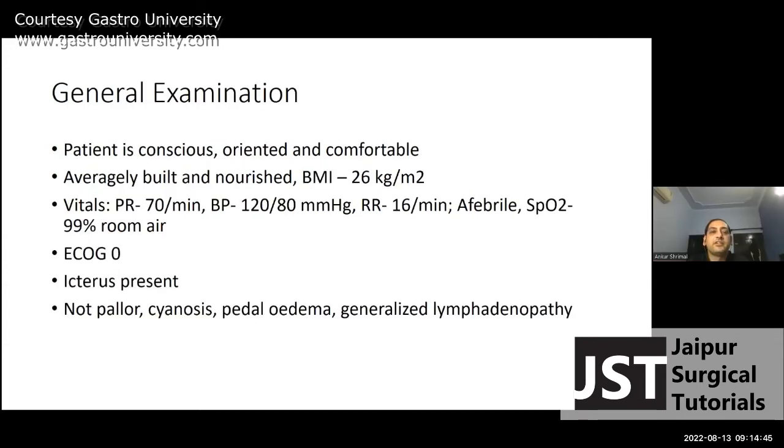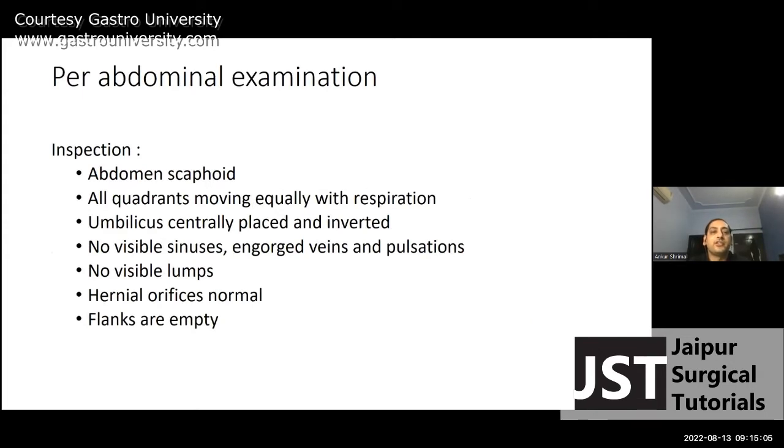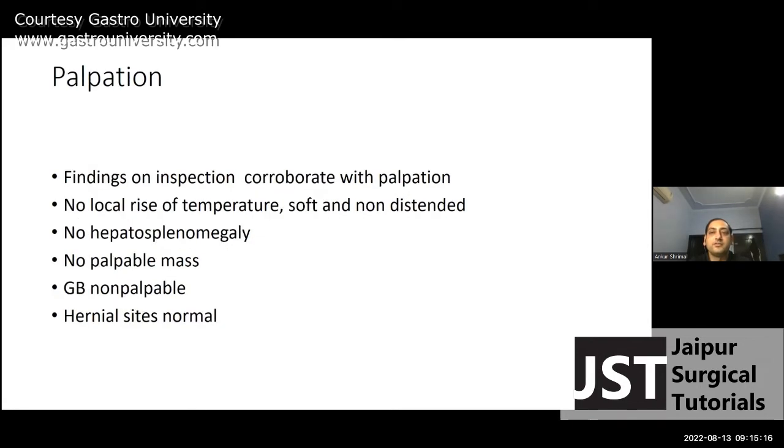So general examination, patient is conscious, oriented, comfortable, averagely built and nourished, BMI of 26, vitals are stable, ECOG performance status 0, and afebrile, no pallor, cyanosis, pedal edema or generalized lymphadenopathy. Abdomen examination, inspection, abdomen is scaphoid. So abdomen inspection and palpation findings are within normal limits, sir. Gallbladder is not palpable and no palpable lump on palpation.